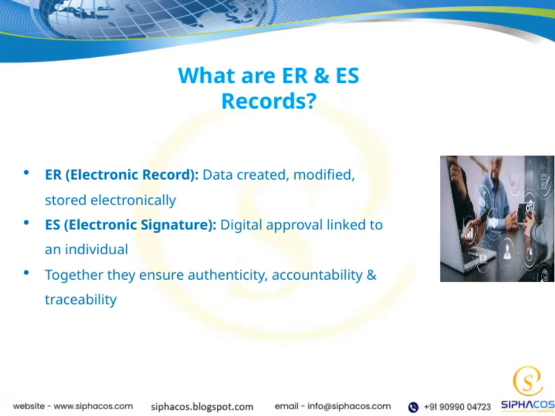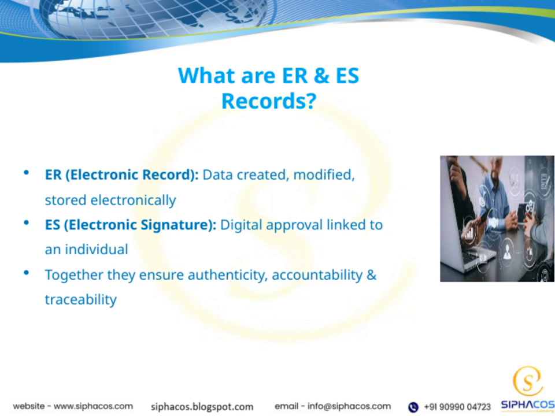Let's take a closer look at ER, or electronic records. These are data that are created, modified, and stored electronically, which means they exist in digital form rather than on paper. This allows for easier access, management, and sharing of information within organizations. Now, moving on to ES, or electronic signatures. Think of these as digital approvals that are linked to a specific individual. They serve as a secure way to verify who approved or authorized a document or transaction electronically.